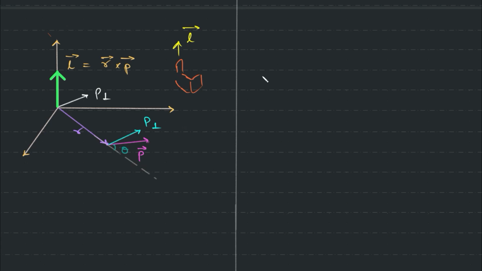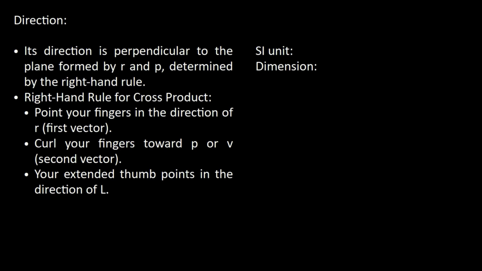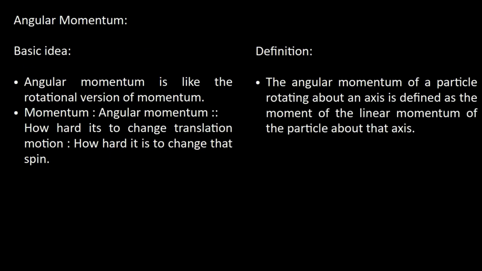And finally, you have the SI unit. Where should I mention? I'll mention it here. So SI unit is quite simple. You have meters, then you have kg meter per second. So this is nothing but kg meter square per second. So this would be your SI unit, and dimension and stuff, you guys can do that. So yeah, that is your brief introduction to angular momentum.